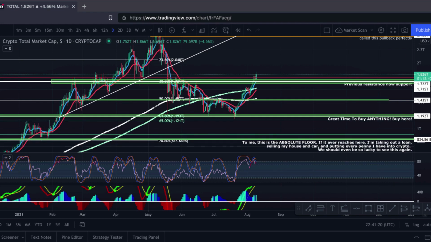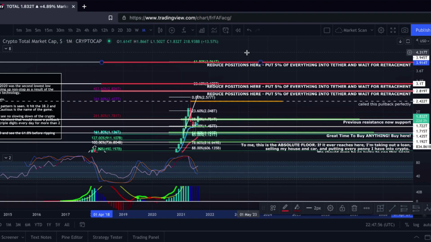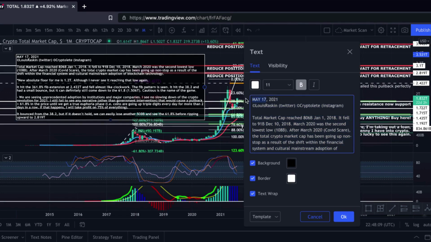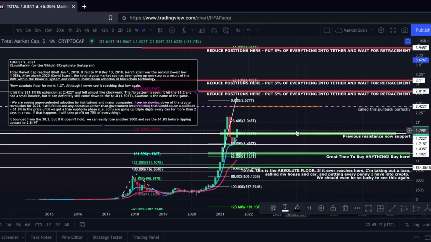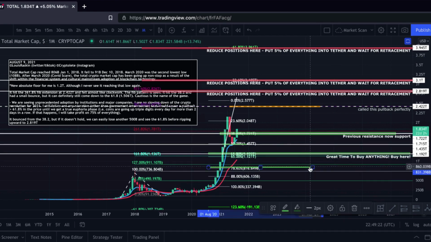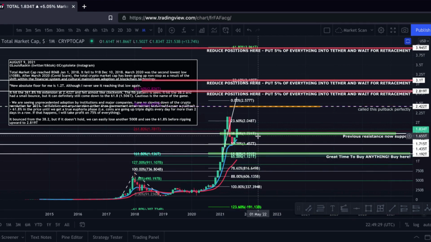All right, I'm going to get into my analysis now. Wow. Look at this. I just changed this. This was back in May, and my new absolute floor is 1.2 trillion, and it literally hit 1.2 trillion and then bounced. That's crazy.